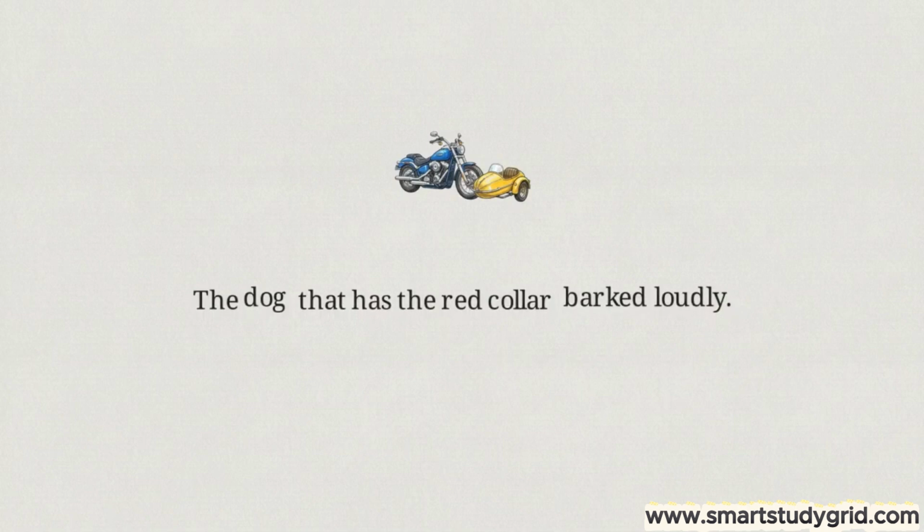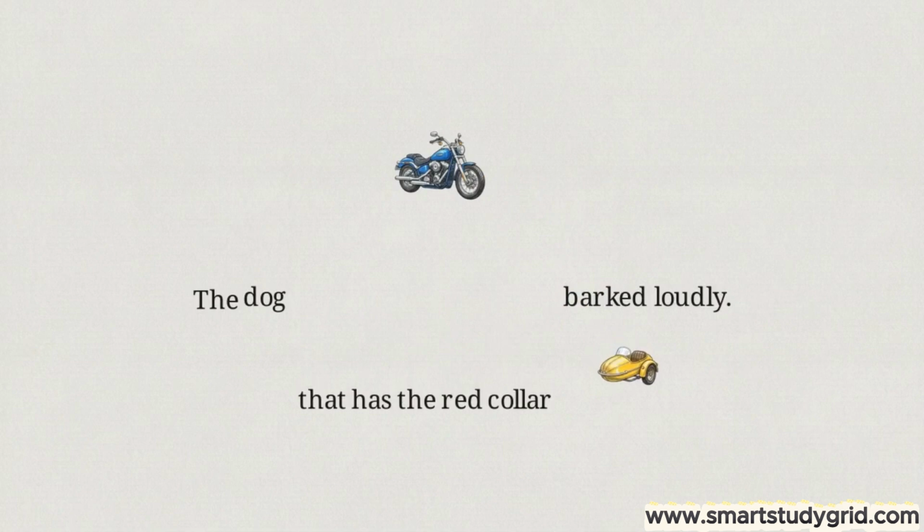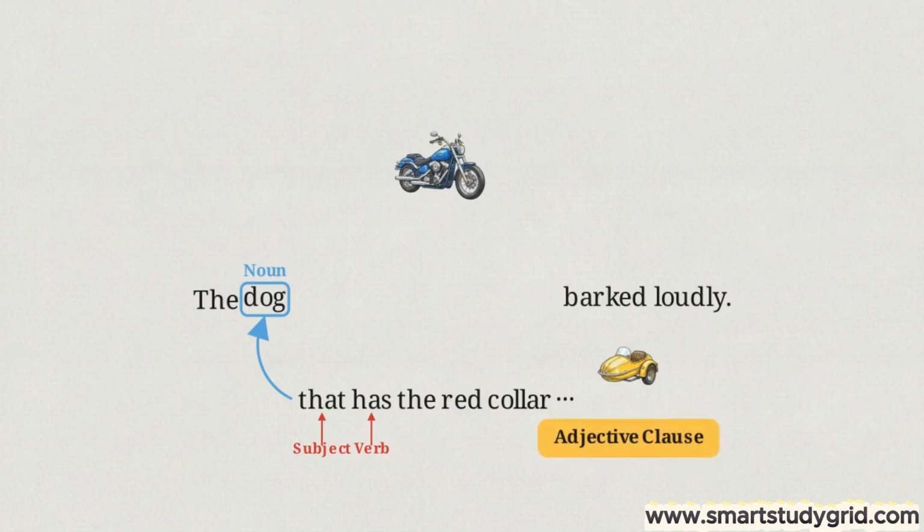We can see this attachment in action in a standard sentence. The dog that has the red collar barked loudly. If we isolate the dependent clause, that has the red collar, we see it has a subject and a verb, but it doesn't express a complete thought by itself. To figure out exactly what job this sidecar is doing, we have to ask which specific word it is describing. In this case, that has the red collar gives us more information about the noun, dog. Because it modifies a noun, we classify it as an adjective clause.